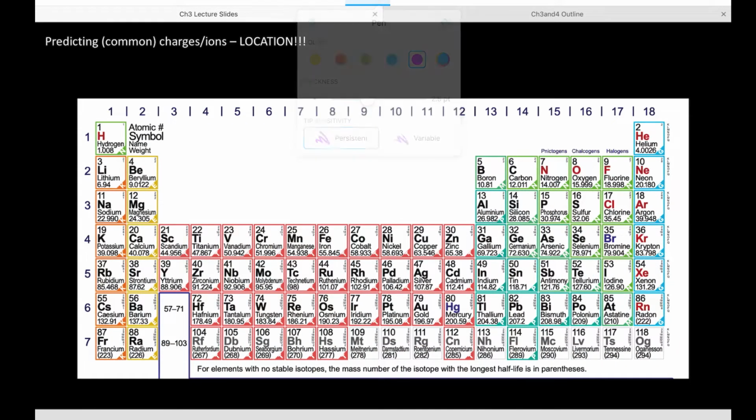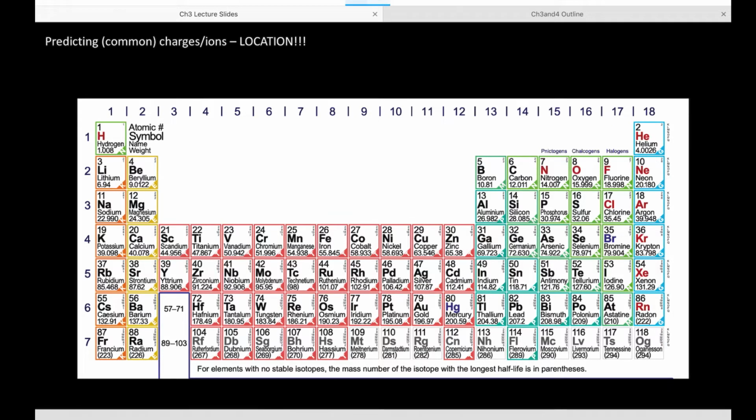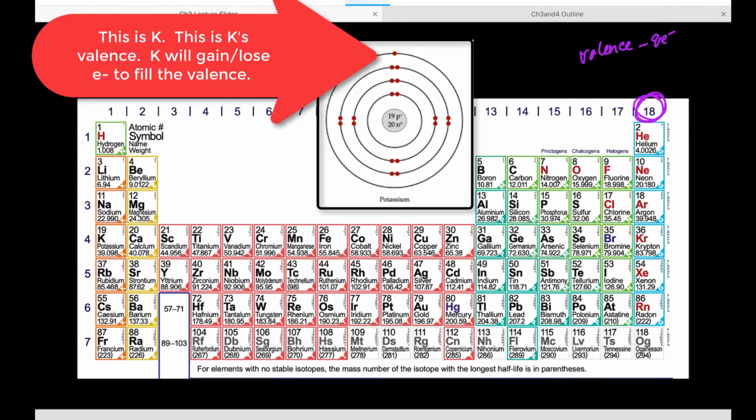All right, next up. If we're taking a look at a periodic table, there are certain charges and certain ions that we can predict based on their location. Going back to stuff you should have learned in middle school, all bonding and all ion formation, all interaction between atoms, whether it's sharing of electrons or gain or loss of electrons, is about gaining a full valence. Valence is your outermost shell of electrons, and the goal in your valence is 8 electrons.